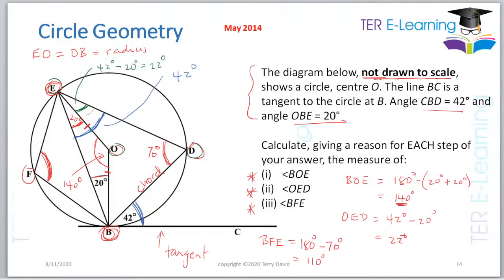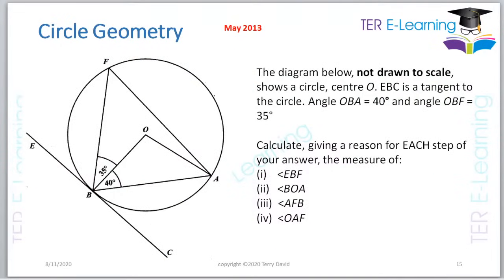Let me see, I need to get a few more questions inside here before we leave. So we have our next one here. We have a diagram, not drawn to scale. It shows a circle, center O, and EBC. So this is the description, and this is the diagram that we have. The first thing that they want us to work out here is EBF. So you go to the diagram and you try to figure out where this angle is. EBF is this angle here. So that one is easy. What is EBF?